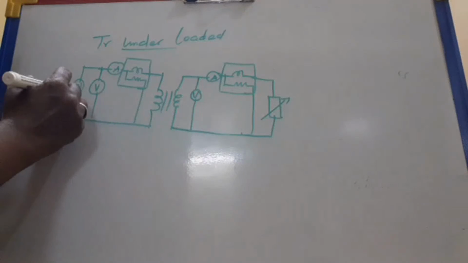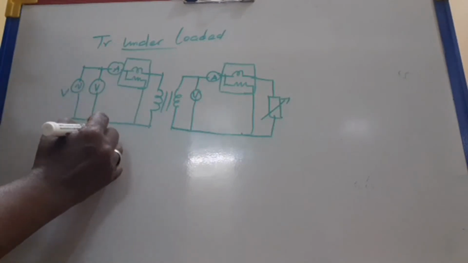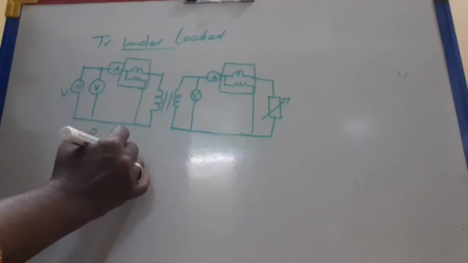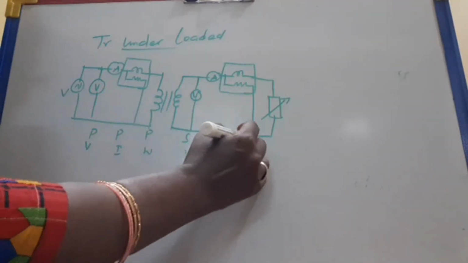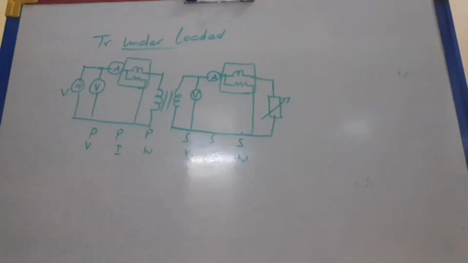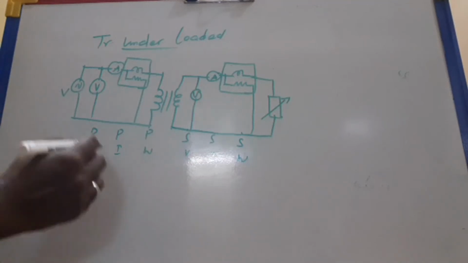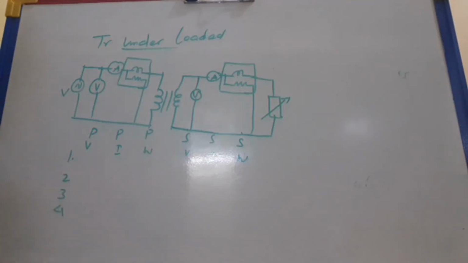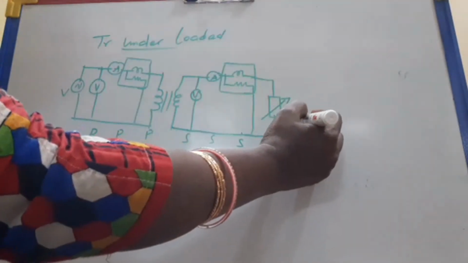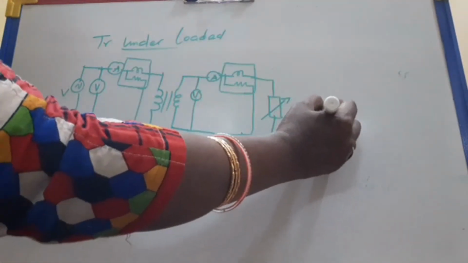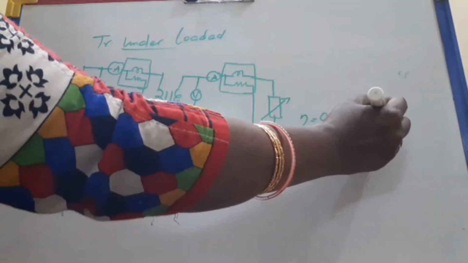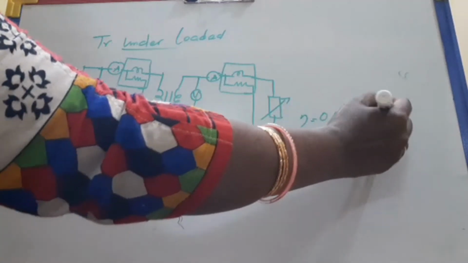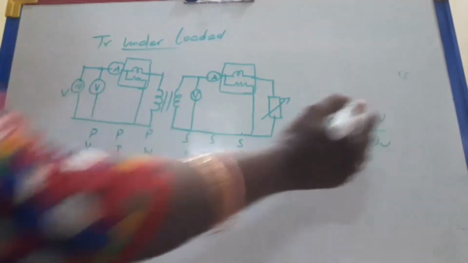As we change the load, we can measure the primary voltage, primary current, primary wattmeter reading, secondary voltage, secondary current and secondary wattmeter reading. From this table, we can calculate for every load the voltage on the primary side and the secondary side. By using that, we can identify the efficiency, output by input, that is the secondary wattmeter reading divided by the primary wattmeter reading.